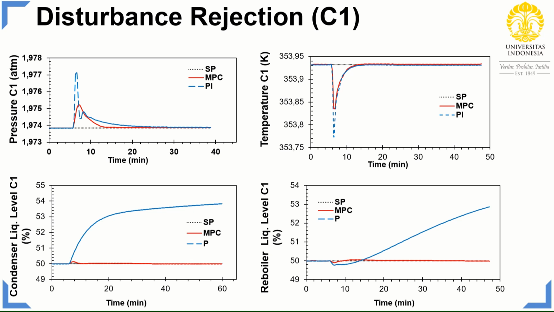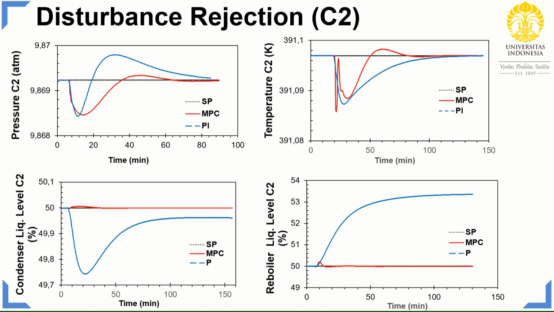So now for disturbance rejection. This disturbance rejection is performed by increasing the feed flow rate in column C1 by 10%, and then we will see the controller responses in order to make the process variable go back to the desired value. At a glance, we can see that MPC is better than PI because it has a smaller overshoot, and MPC has a stable performance because it can set the process value back to the set point. So this is for the column C2, but the result again is similar to column C1.